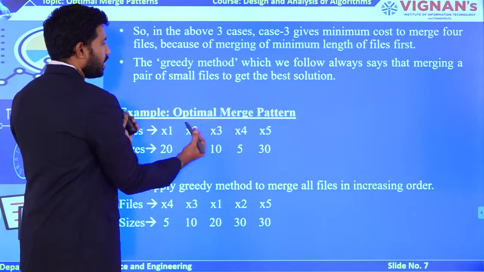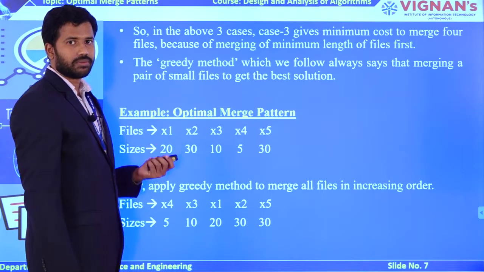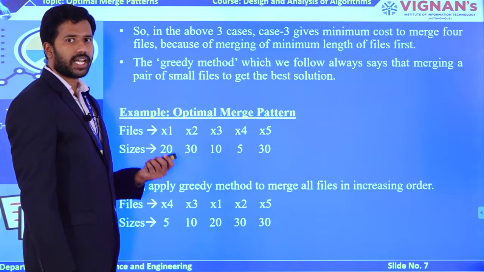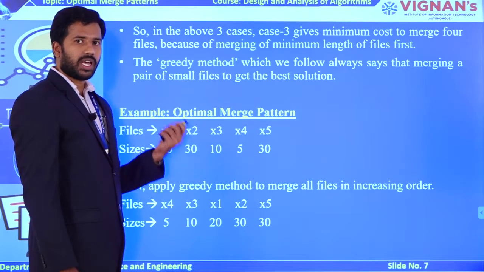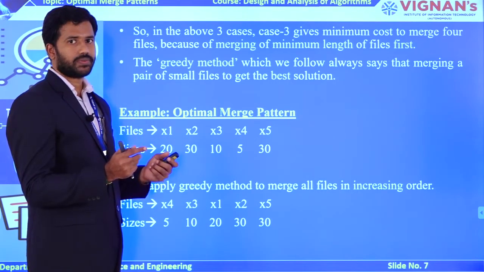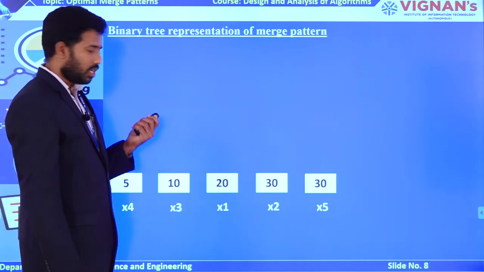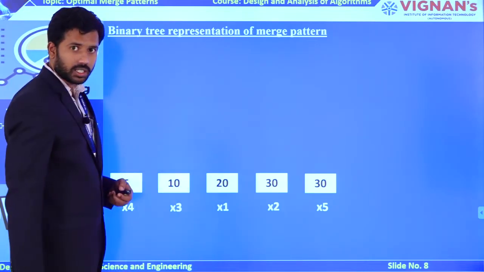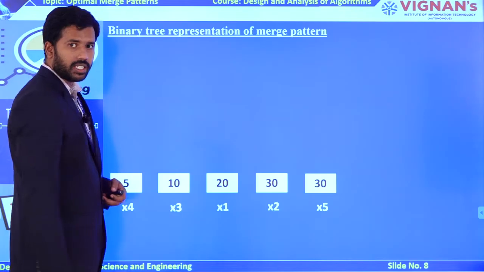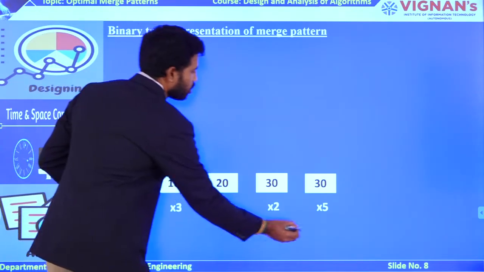So to merge all these 5 files into a single file with the help of a tree structure. Technically we call that tree structure a binary tree. So why are we calling the tree structure a binary tree? At a time we are merging 2 files, right? So this is my binary tree representation. So how many files are there? 5 files are there. I have arranged all these 5 files in increasing order only. First X4 will come, followed by X3, X1, X2 and X5.